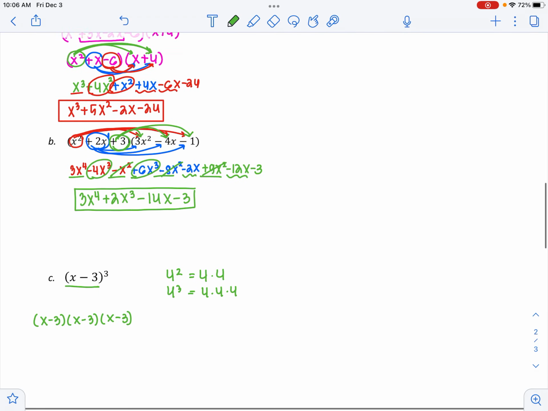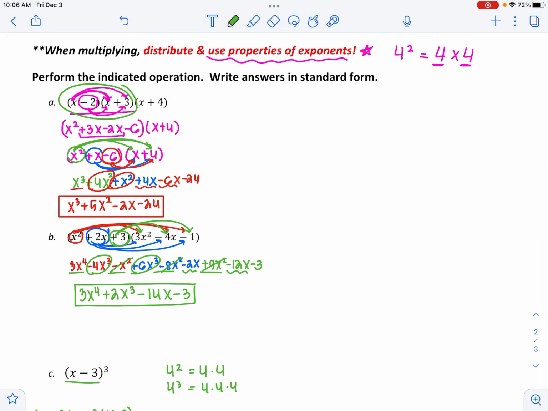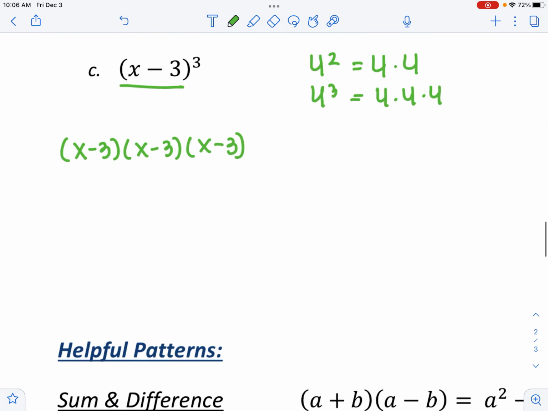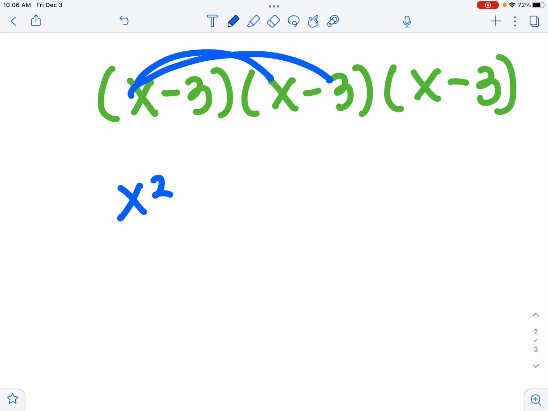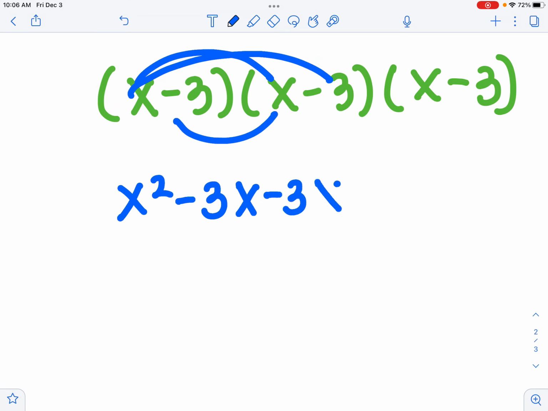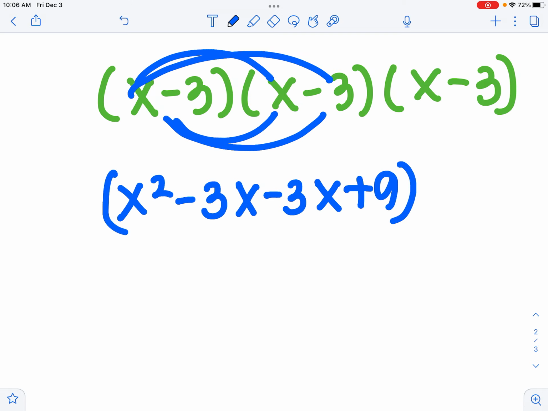Now this is just like the first one right here, where you multiply the first two, and then whatever you get, you multiply that by the third one. So let's go ahead and multiply the first two. X times x is x squared. X times negative 3 is negative 3x. Negative 3 times x is negative 3x. Negative 3 times negative 3 is positive 9.